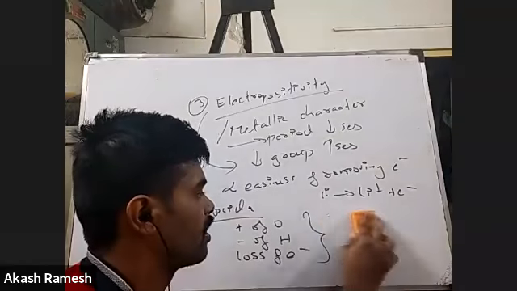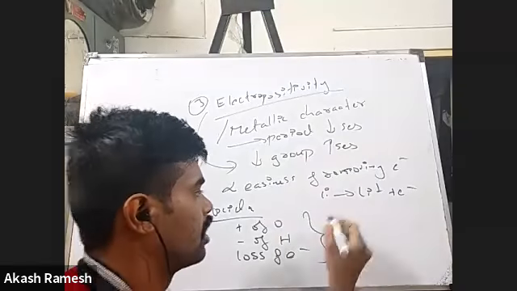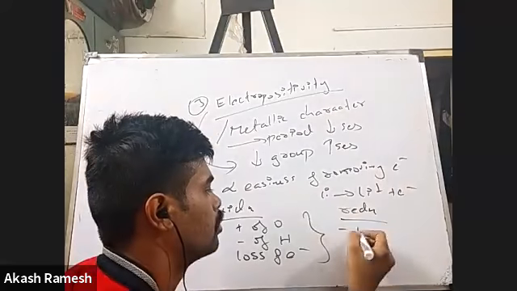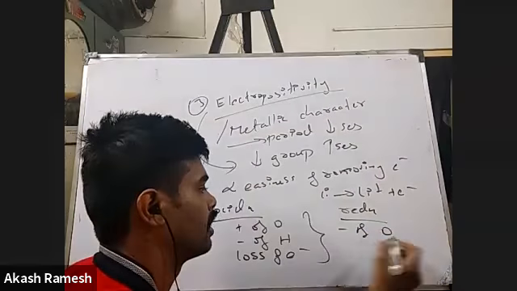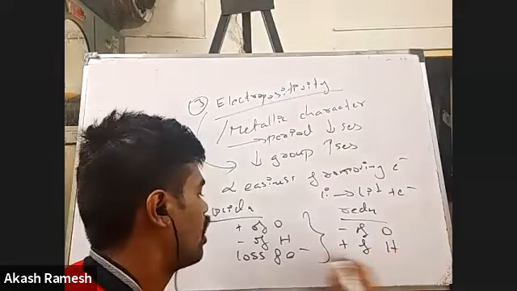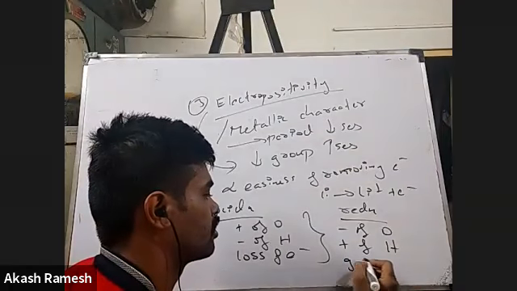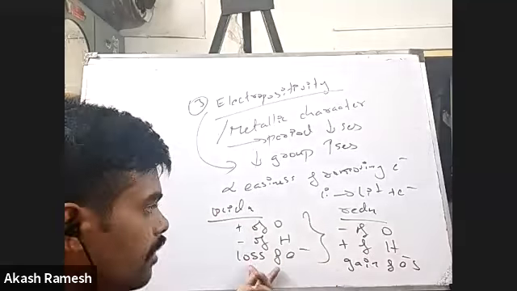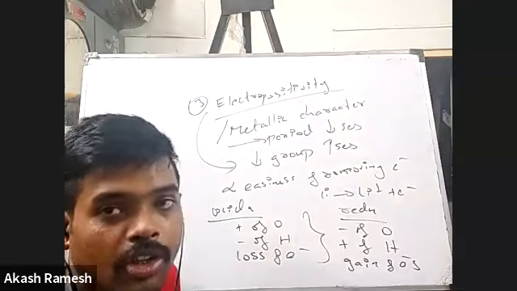Okay, so whenever I go for reduction, it is going to be exactly opposite. Reduction is removal of oxygen, addition of hydrogen, or gain of electron. So remember, oxidation is loss of electron, reduction is gain of electron, right?